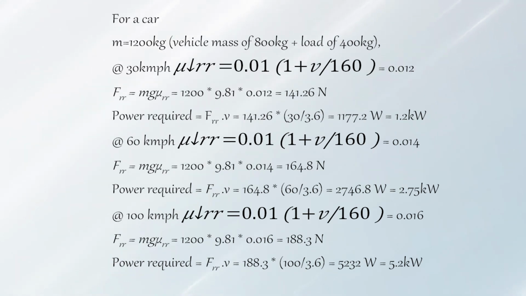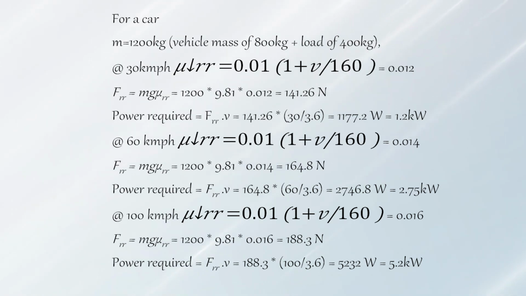If you consider a car, the car will have a very heavy mass of approximately 800 kg, and if the load is around 400 kg, the total mass which we need to calculate will be around 800 plus 400, which is approximately 1200 kg. Now, if the car is going at 30 kilometers per hour, mu rr is the same again. See, the mu rr does not depend on the vehicle, it is dependent only on the speed of the vehicle, whether it is two-wheeler, three-wheeler or four-wheeler. The mu rr is constant at 0.012 for a V of 30 kilometers per hour.